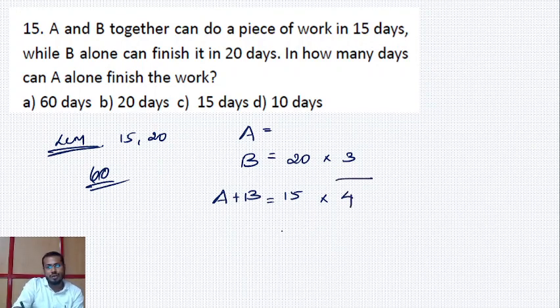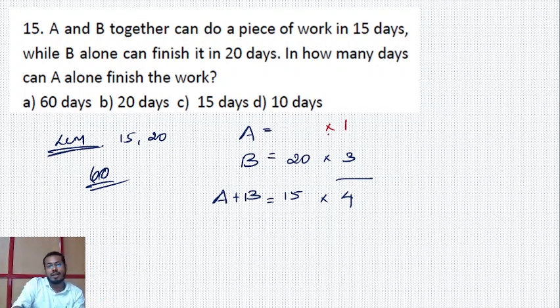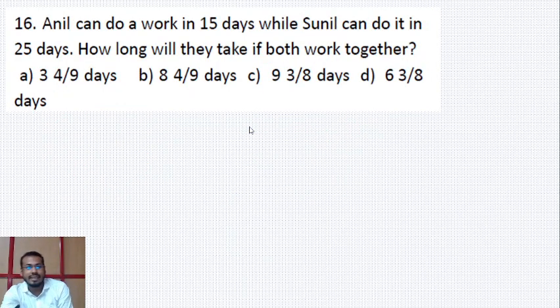Okay, so overall 4 chocolates was completed. Out of that, 3 chocolates was completed by B. So the remaining 1 chocolate was completed by A. Is it clear? Okay, then how many days it takes? 60 days to complete the entire work, because 60 chocolates are there. A can complete only 1 chocolate in a day, so it takes 60 days, right? Next, 16th question.